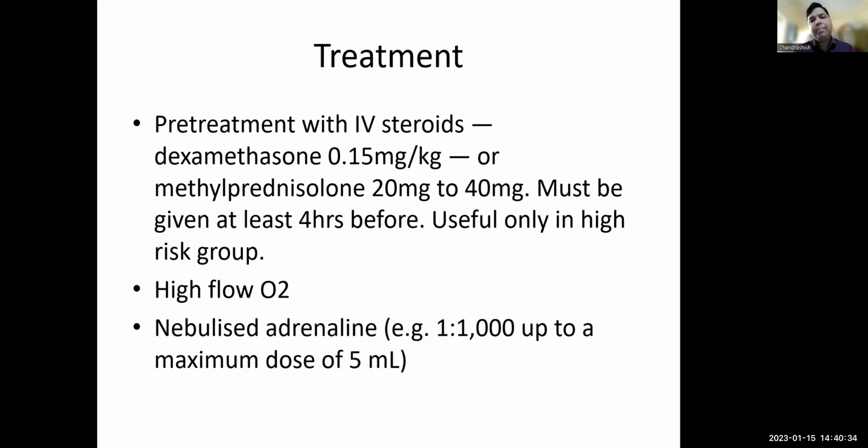If it has already happened, give them high-flow oxygen and nebulize them with adrenaline, ideally racemic adrenaline. Unfortunately, it's not available in most of the centers, at least not in my centers. So you just use a 1:1000 dilution of adrenaline and use 5 ml to nebulize them. Be careful about any arrhythmias which might happen if you are nebulizing with adrenaline.